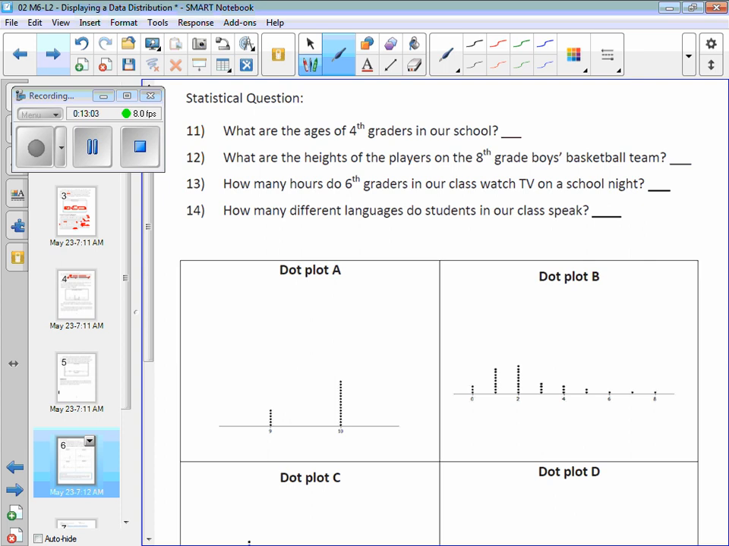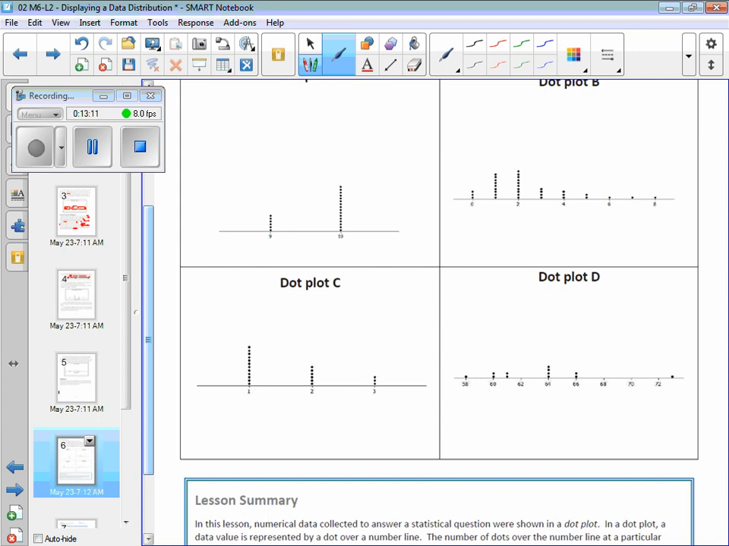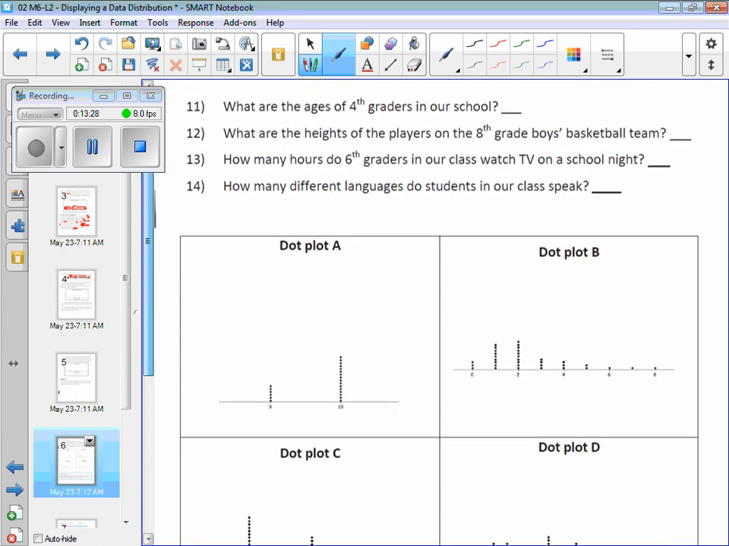It goes from 0 to 8. That's not going to match up, is it? Dot plot C. 1, 2, and 3. Is that a possibility? No. And 58 through 73. She was joking. So obviously, dot plot A matches up with this statistical question.